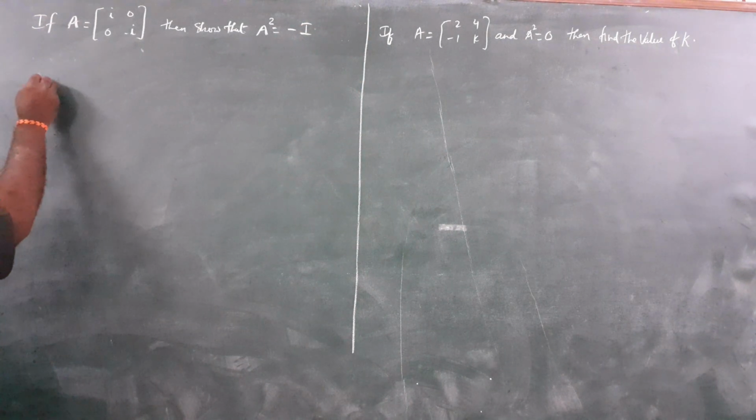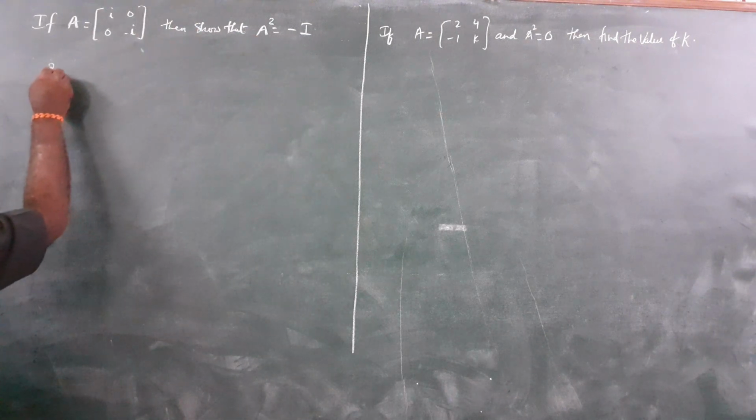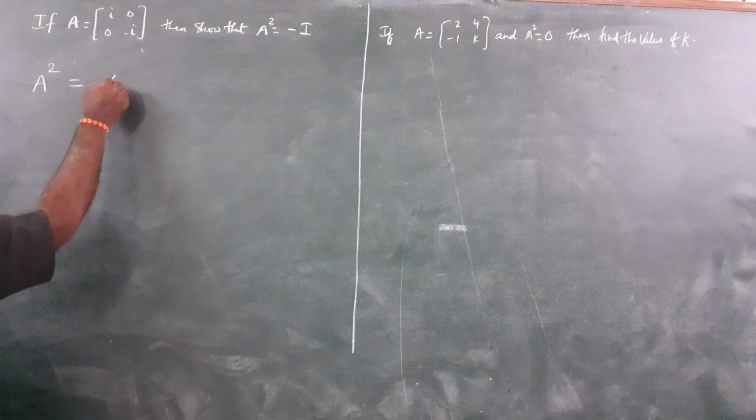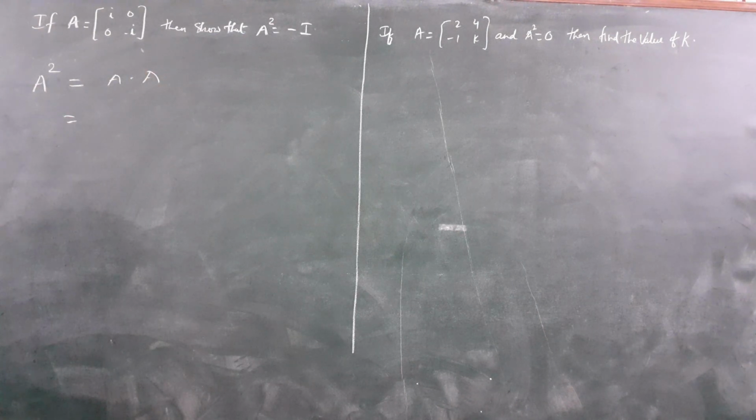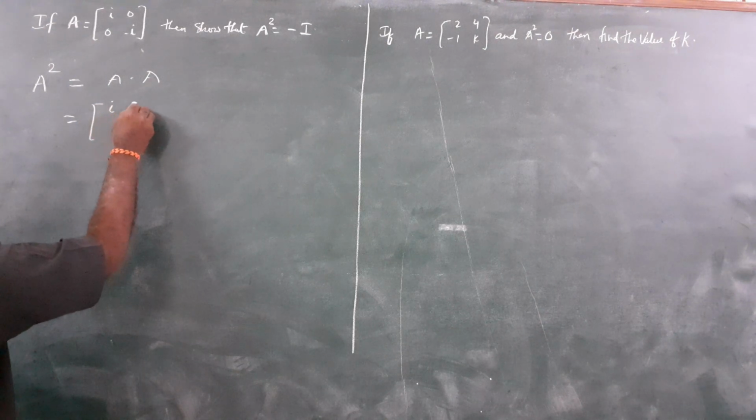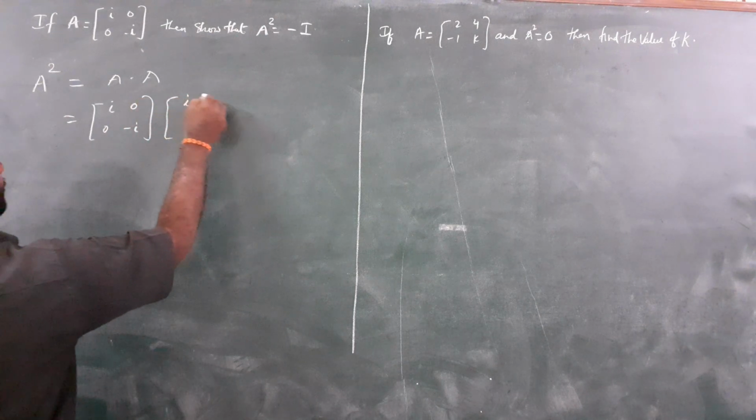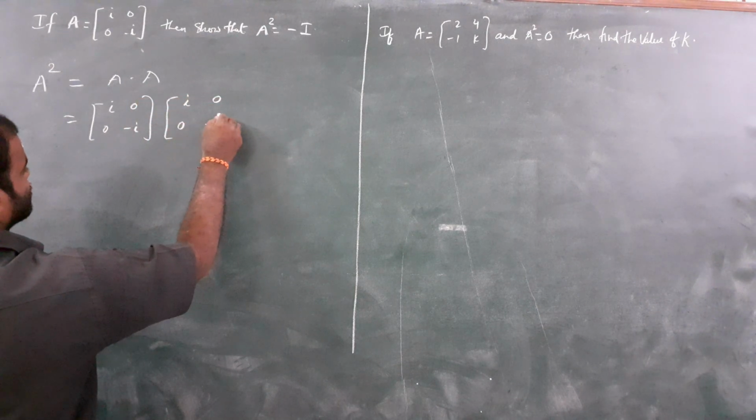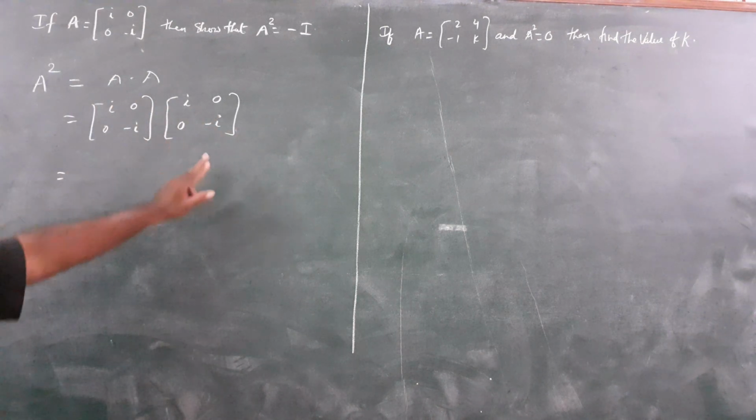Now you have to understand one thing. What are you going to find? You are going to find A square. A square is nothing but A into A. So what is A here? The matrix [i, 0; 0, -i] into [i, 0; 0, -i]. So you have to multiply these two matrices.